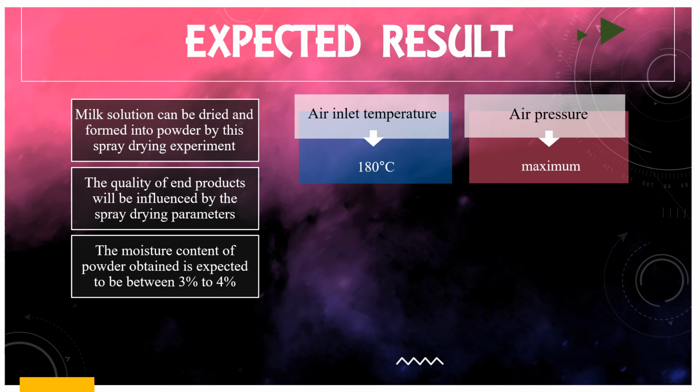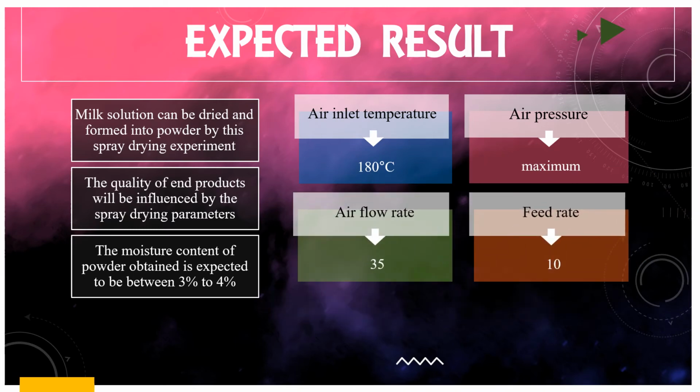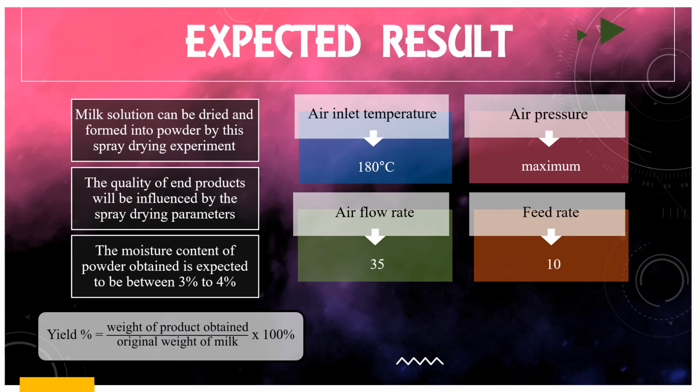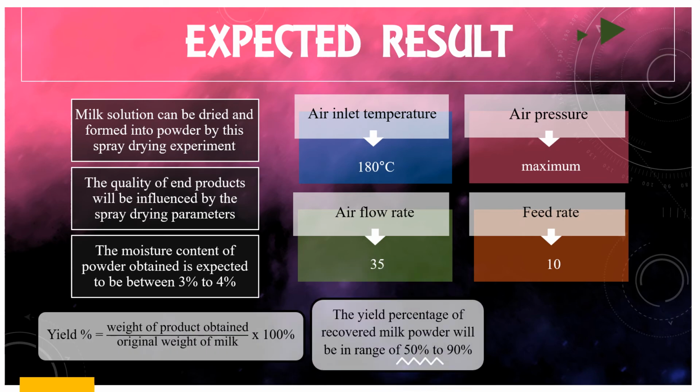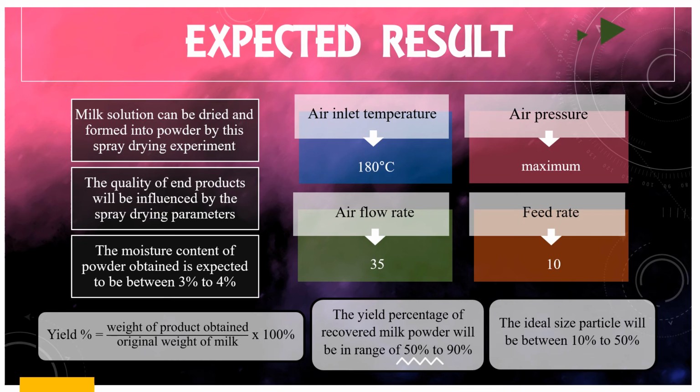With operation conditions such as an air inlet temperature of 180 degrees Celsius and maximum air pressure, with variable air flow rate and feed rate, the yield in percentage can be calculated with the formula: weight of product obtained divided by original weight of milk, multiplied by 100%. It is expected that the yield percentage of recovered milk powder will be in the range of 50% to 90%, and the ideal particle size will be between 10% to 50%.